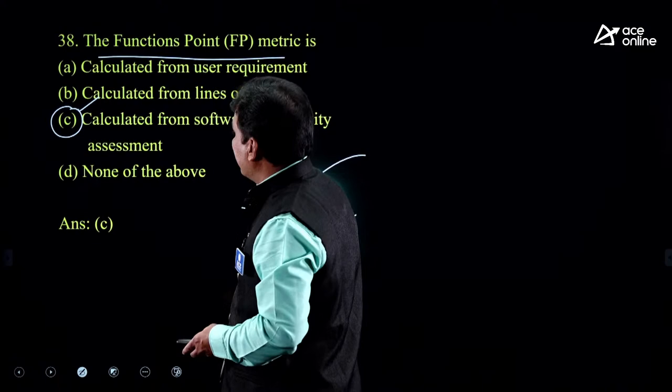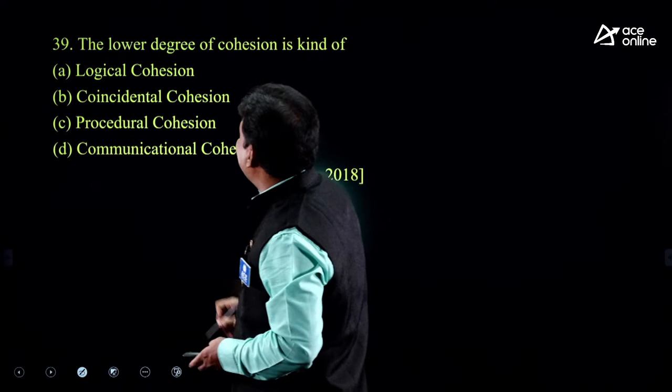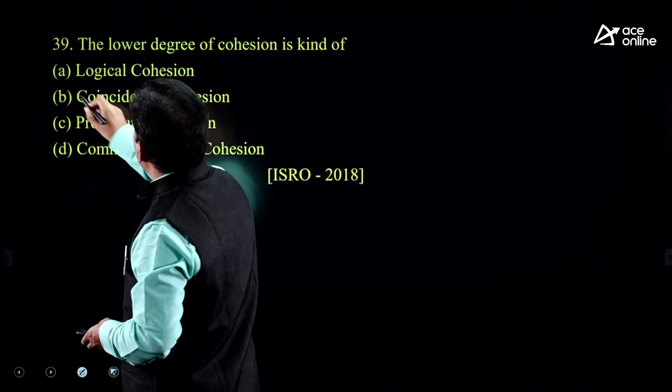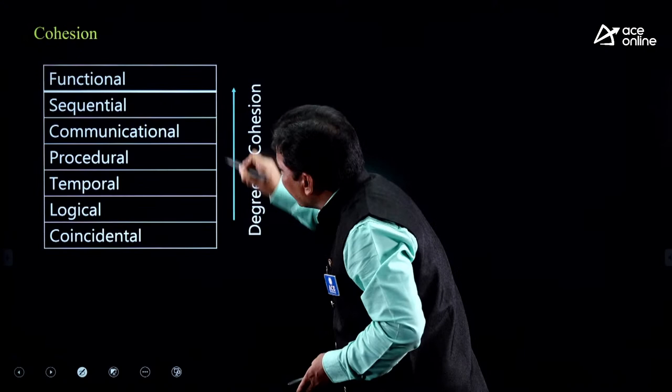Next is, the lower degree of cohesion is what here? Logical cohesion, coincidental cohesion. So the answer here is coincidental cohesion. The answer is B, right? So this is the order, low to high.